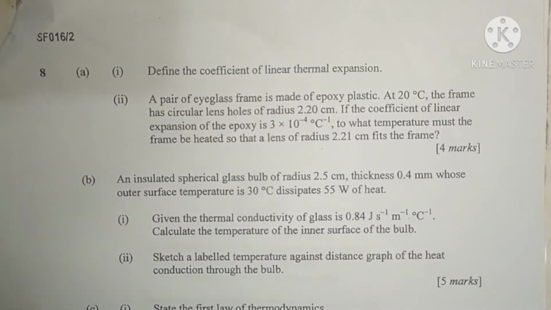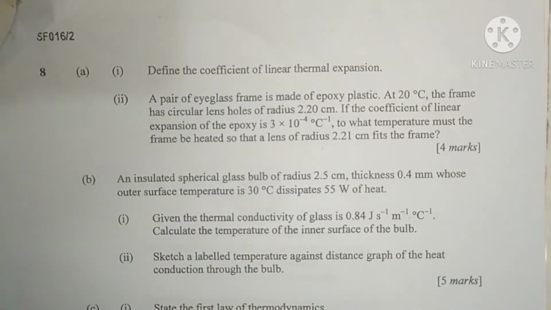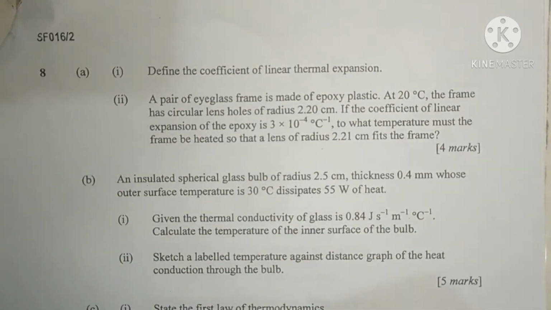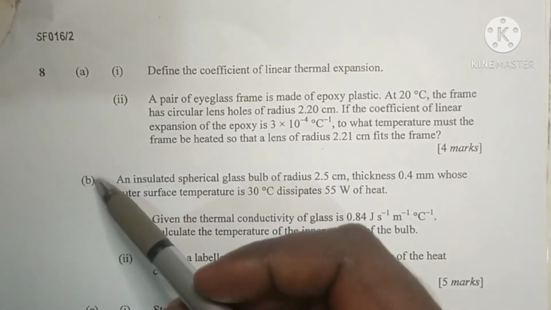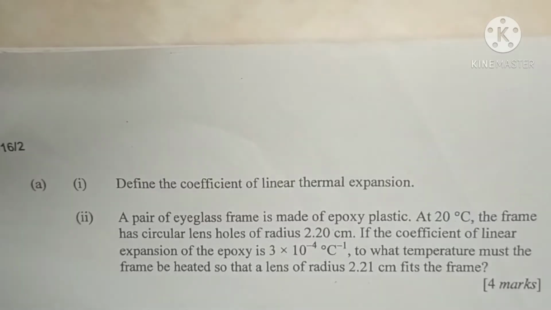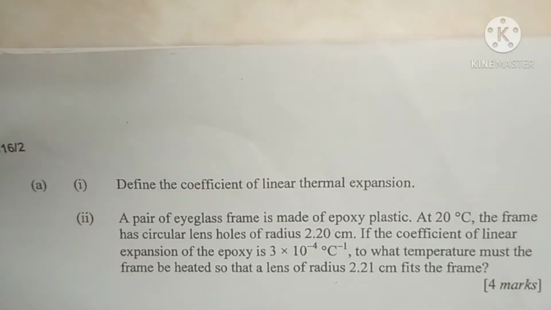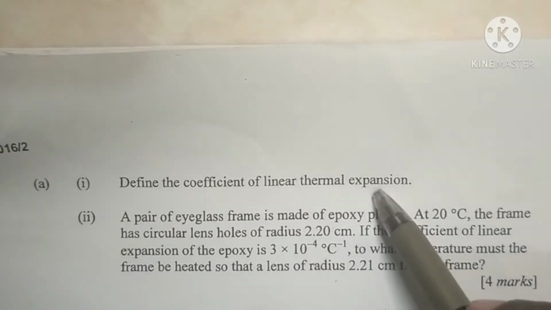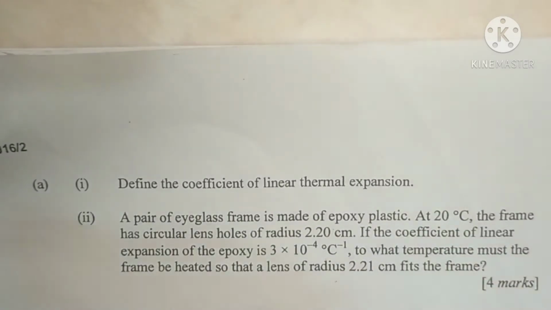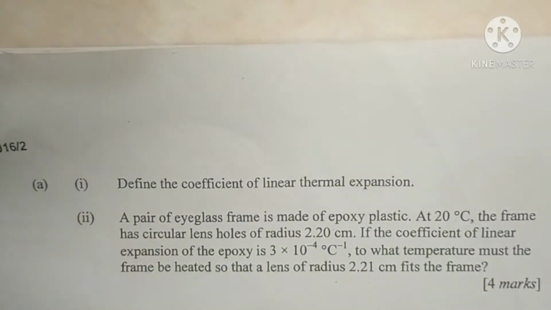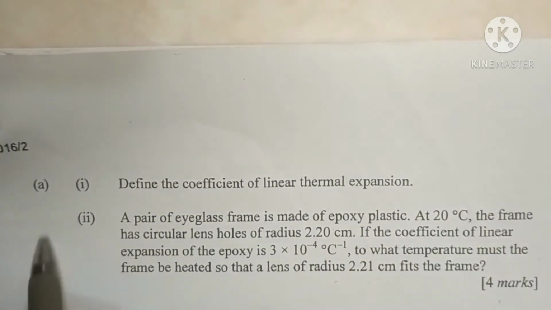Hi all, let us try to attempt PSPM 2011-12 for the chapter heat, and it is about section A and section B only. For section A, Roman 1, define the coefficient of linear thermal expansion. You're going to get only 1 mark for this definition, out of 4 marks for this section.